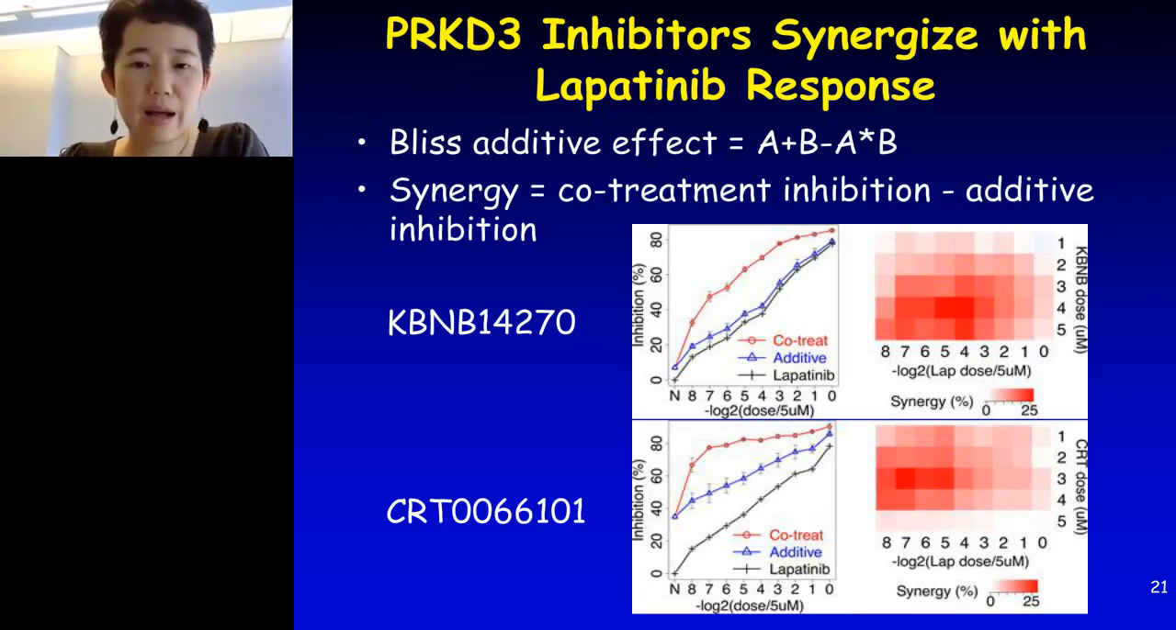And so on the figure here on the right side, you can see if it's red, it means that this synergy score is positive, meaning that indeed lapatinib and the PRKD inhibitors show synergy. And so we try a different lapatinib dose and also a different PRKD3 dose. And you can see in general, we see a good synergy. And on the left side, you can also see the inhibition of the cell growth after we do the co-treatment.